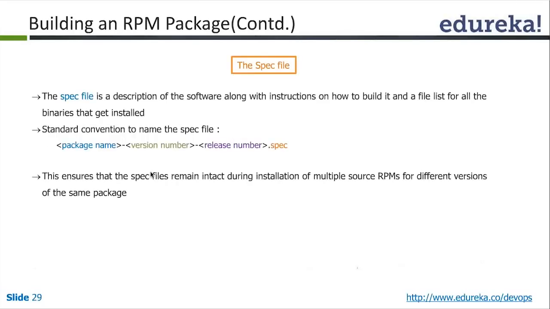Okay, so the spec file is a description of a software along with instructions on how to build it, and a file list for all the binaries that get installed. It is normally a file name with a .spec extension. This ensures that the spec file remains intact during installation of your multiple RPMs, source RPMs, for various versions of the package.